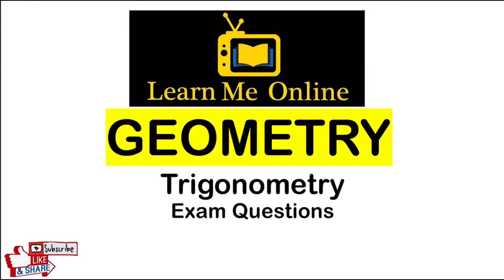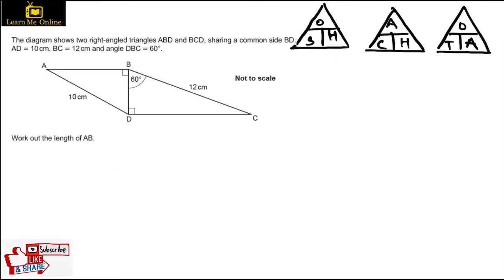Hi there, in this video we'll be learning how to do the exam questions on trigonometry. We use trigonometry to find the unknown length or the unknown angle in a right angle triangle. Remember that we can only apply trigonometry if it's a right angle triangle. So here we have the first example now.